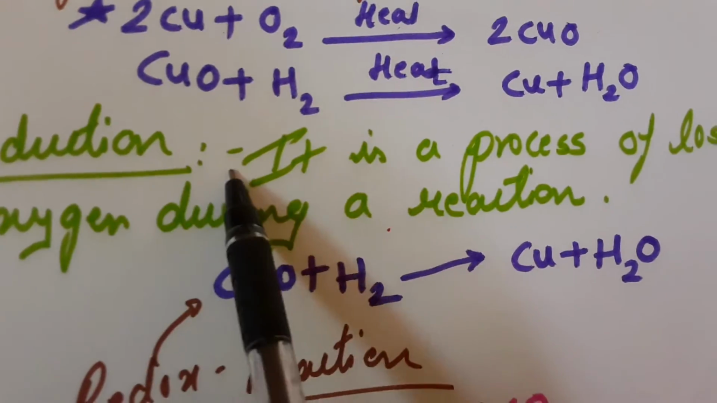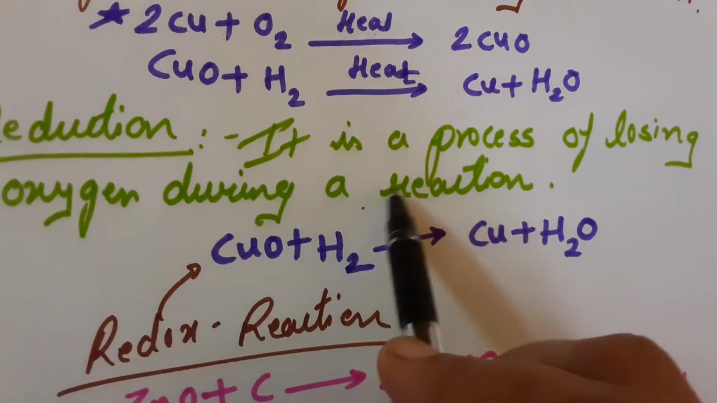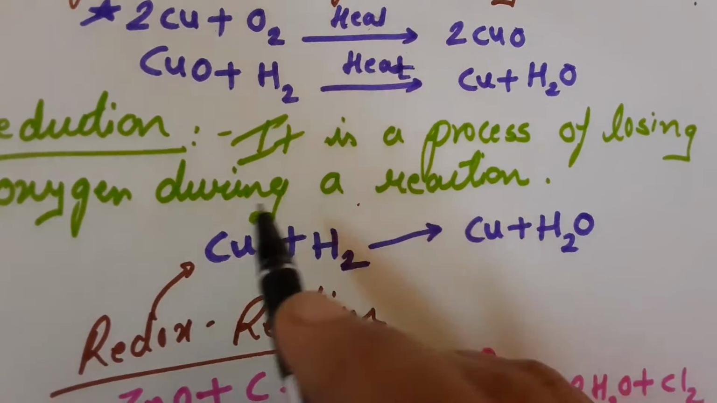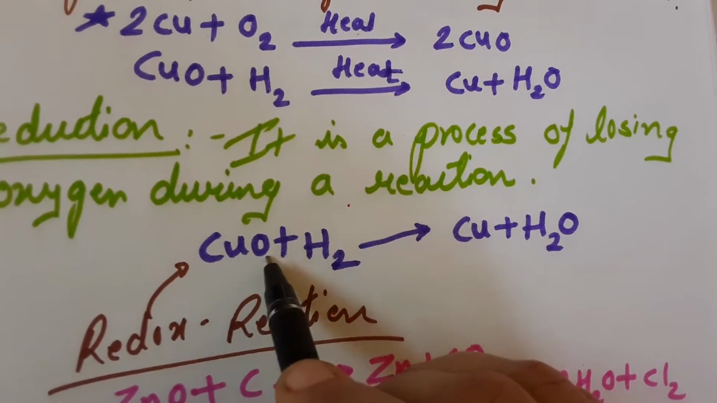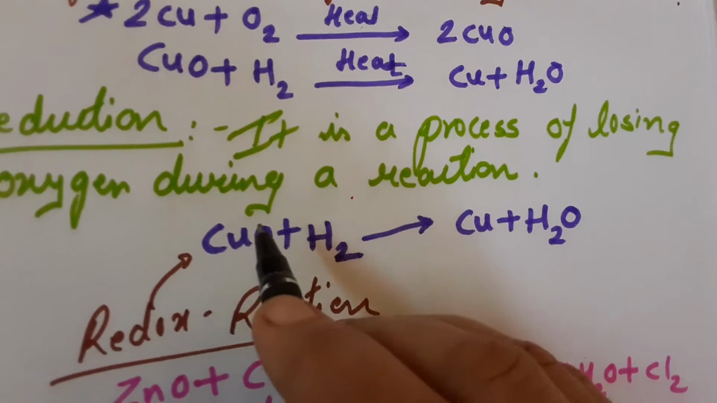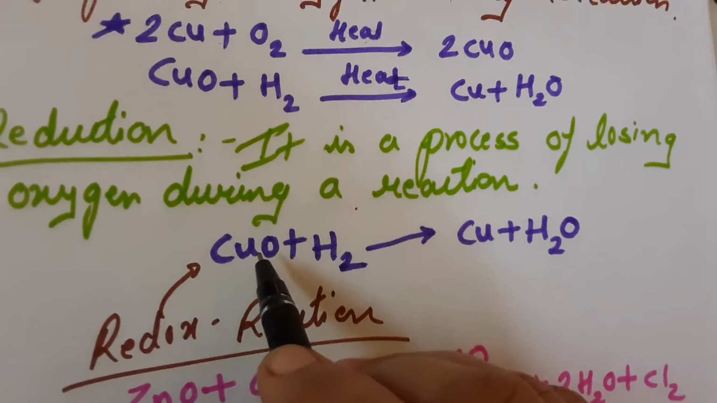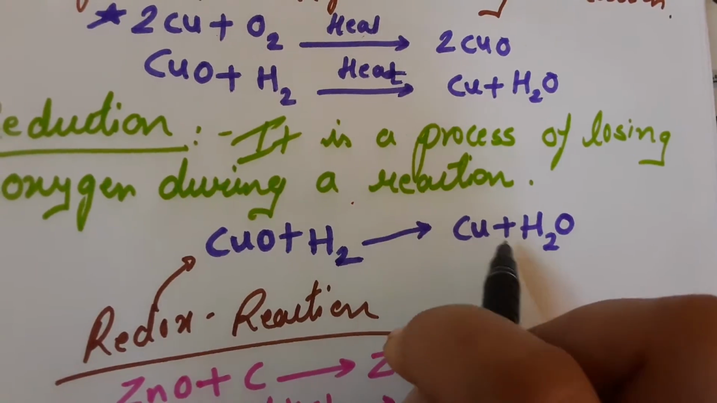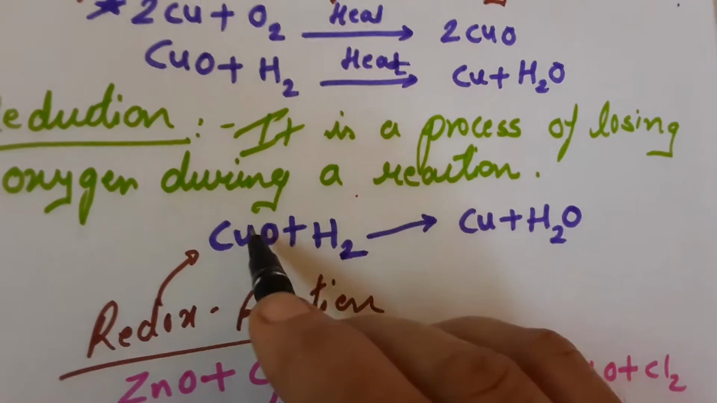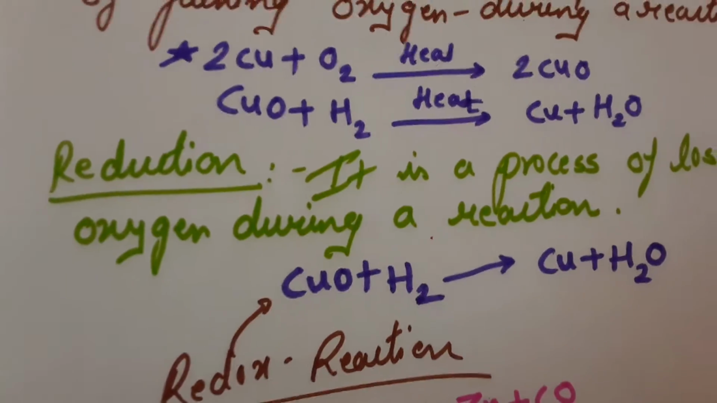Next is reduction. It is a process of losing oxygen during a reaction. So whenever a substance loses its oxygen, then such reactions are known as reduction reactions. Here copper oxide loses oxygen to give copper and water. So this reaction is known as reduction reaction.